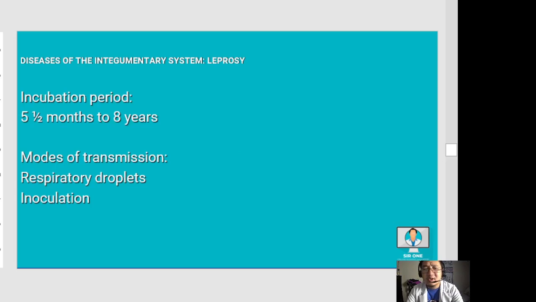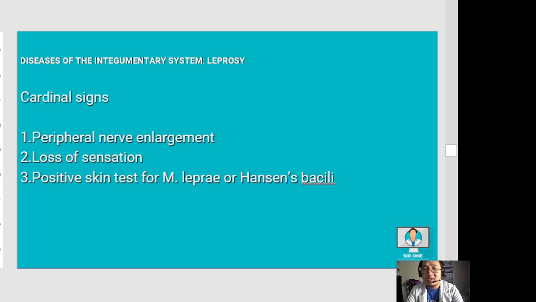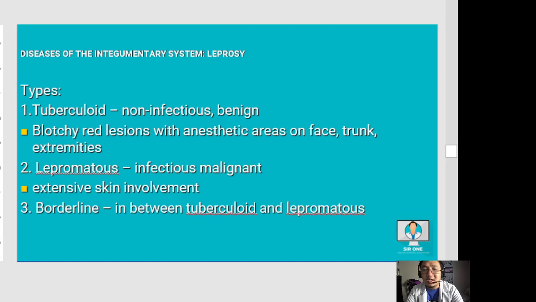The incubation period varies, but what I have found is usually 5 to 8 years, and the mode of transmission again is respiratory droplets or inoculation through prolonged skin-to-skin contact. Cardinal signs usually are peripheral nerve enlargement, loss of sensation, which is the anesthesia effect, and a positive skin test for Mycobacterium leprae or Hansen's bacilli. There are types of leprosy. This is from one reference also.